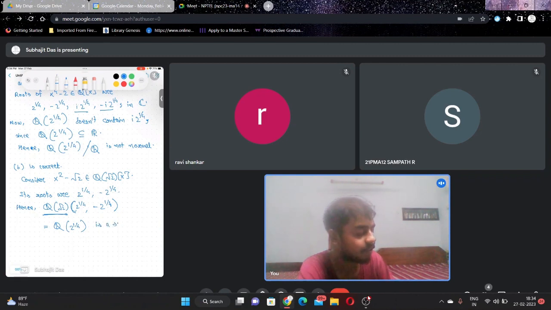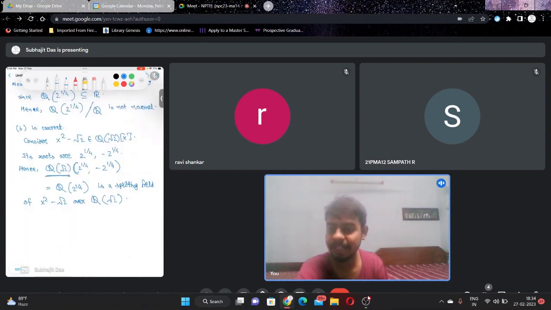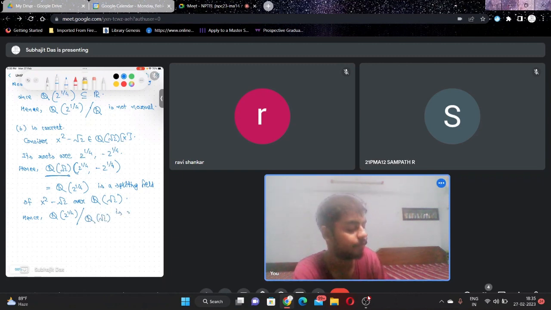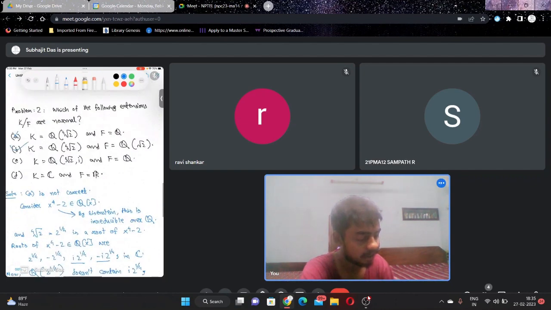This is a splitting field of x square minus root 2 over the base field Q(root 2). And since Q adjoined with 2 to the power 1 by 4 is a splitting field of this polynomial over this base field, hence the extension Q(2 to the power 1 over 4) over Q(root 2) is normal. So option B is certainly correct.